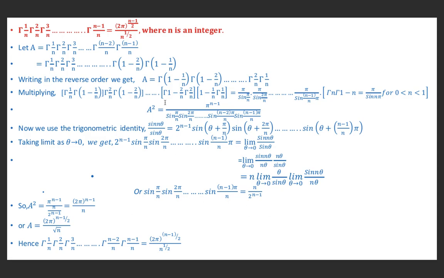It means a square is equal to π raised to n − 1 upon n upon 2 raised to n − 1. It will go to the numerator, so power is n − 1. So we may write (2π) raised to n − 1, and here it is n. Or a is equal to, taking square root, (2π)^((n − 1)/2) upon √n. So a is nothing but Γ(1/n) Γ(2/n) Γ(3/n) ... Γ((n − 2)/n) Γ((n − 1)/n), and this is equal to (2π) raised to (n − 1)/2 and n raised to −1/2.